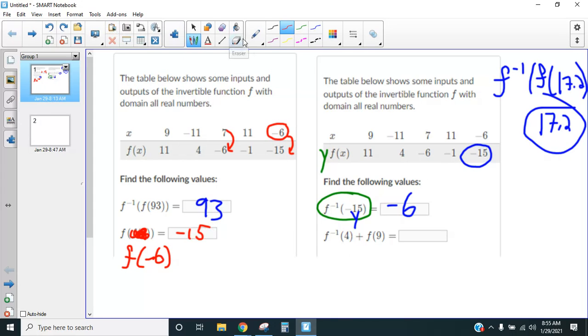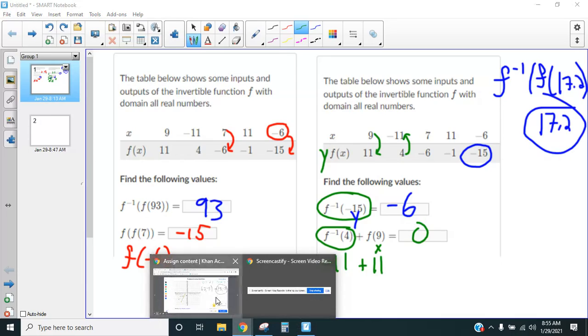Okay, that's actually called a composite function. I'm a little confused as to why that's in there. I think they're just trying to get you to switch back and forth between inverse and not. All right, last one down here says start with the inverse of f at 4. Remember, inverse means start at the y-coordinate. That would be negative 11. And what's f of 9? Notice no inverse, right? This means start with the x. That's 11. So it's negative 11 plus 11. 0. All right, that's the first assignment.